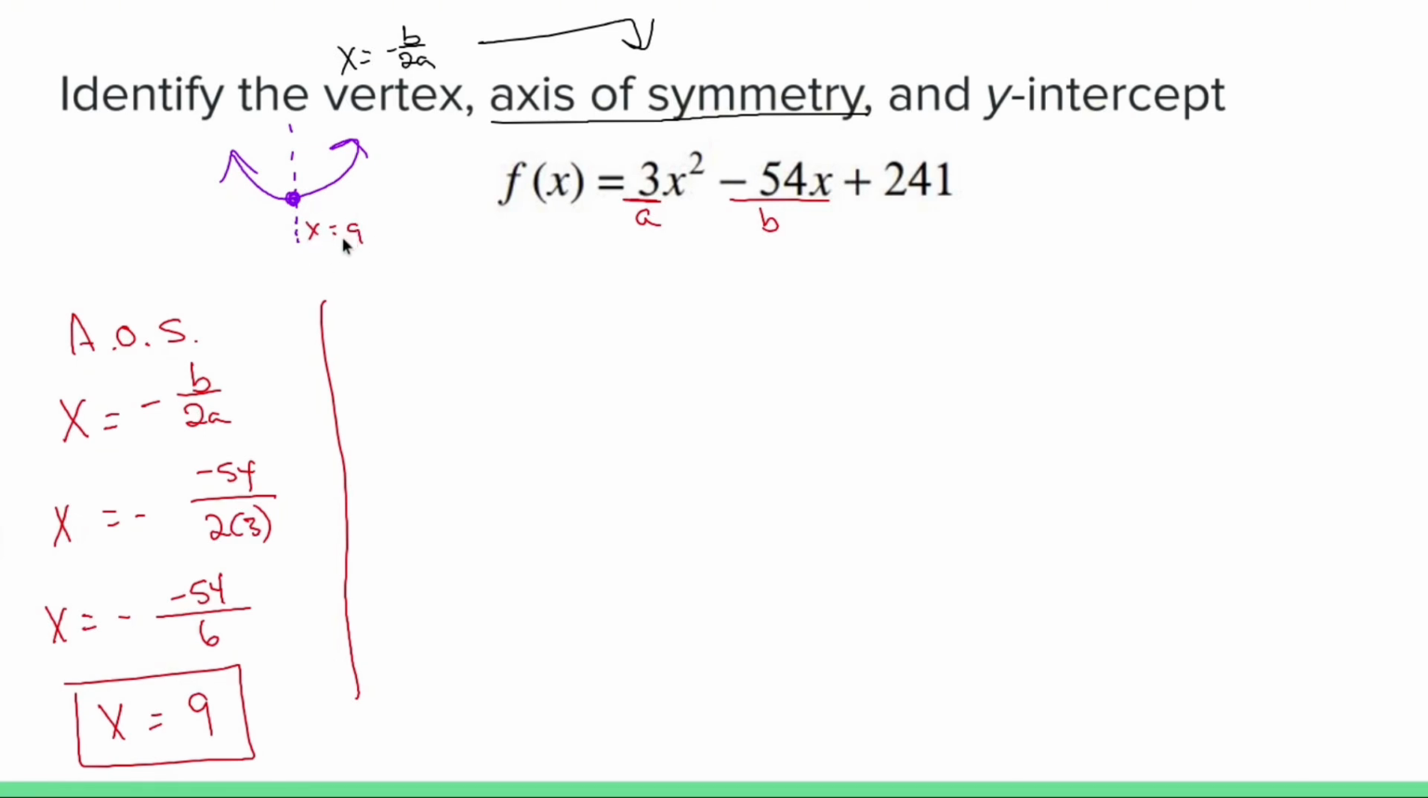Now, since x equals 9 is going to be the x value that goes through the vertex, that'll allow me to find the rest of my vertex. So my vertex exists at the point where x equals 9. So I'm going to find out what f of 9 is. Ugh, it's going to be some ugly numbers, but that's all right. F of 9 has me replacing x with 9, so 3 times 9 squared minus 54 times 9 plus 241.